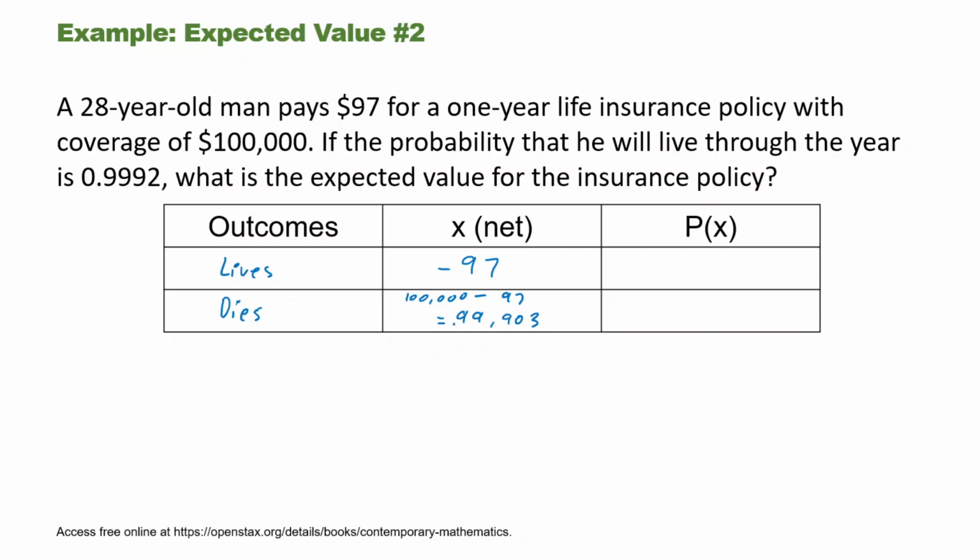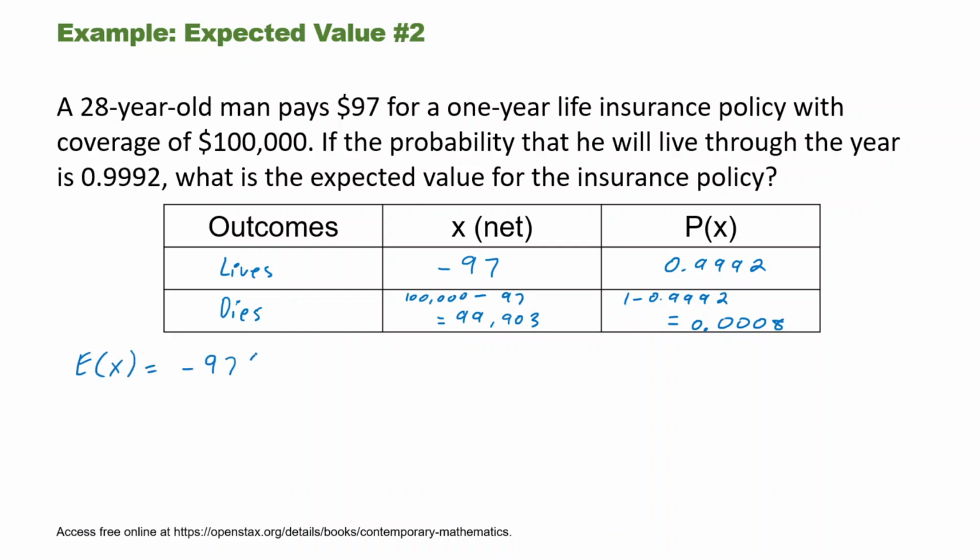Now, for the probabilities of these outcomes, we know that the probability he will live through the year is 0.9992. So that is our first probability, 0.9992. Now, the complement rule tells us the probability of his death would be 1 minus 0.9992, which is 0.0008. Because these two values add to be 1. One of these two outcomes has to happen. Either he lives or he dies. No other options.